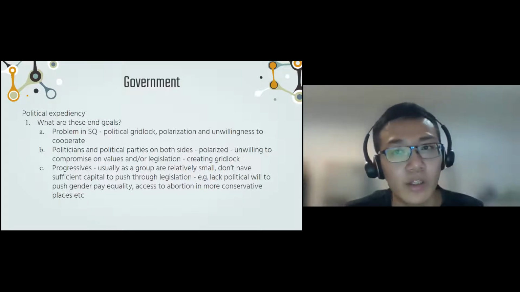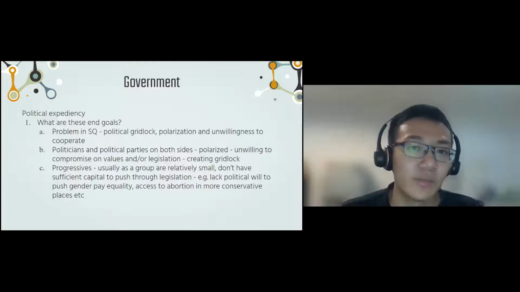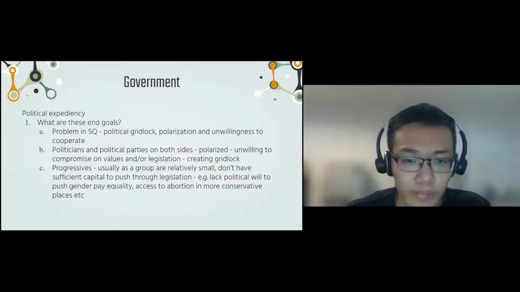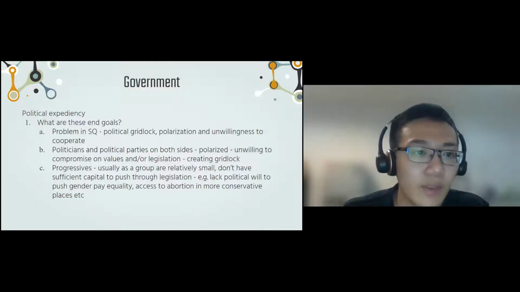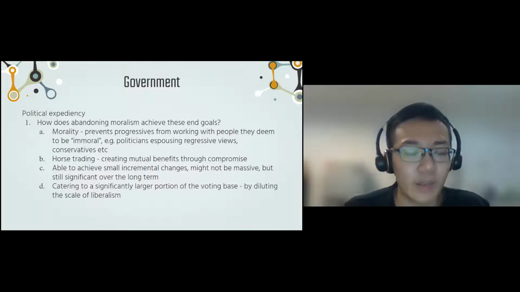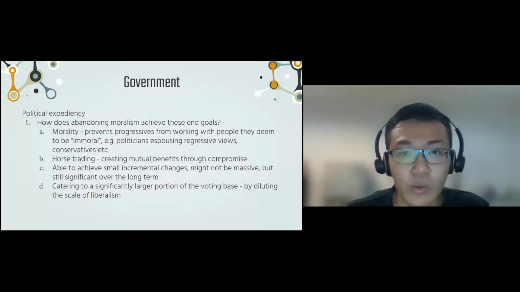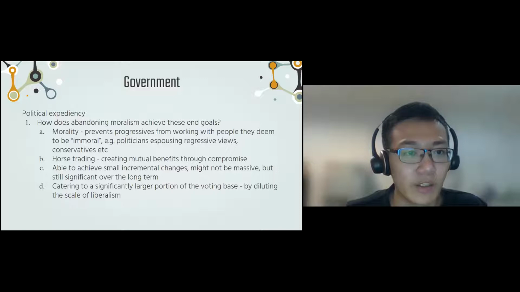But the problem is almost always that the inertia that exists in the status quo, or the reluctance for people to shift away from the status quo, is what provides the strongest challenge to those things being effected. So that's the problem that exists, and these are the end goals that the progressive movements want to achieve. The second part of the argument then is in terms of explaining how abandoning moralism helps to achieve those end goals. And here's where you need to explain the process through which this outcome occurs.